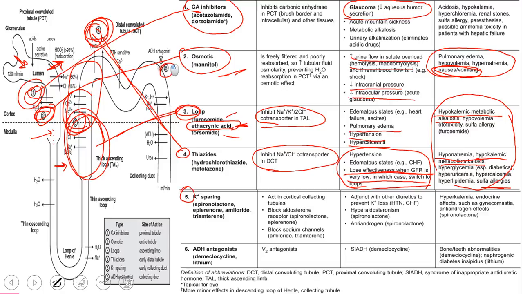Now for our potassium sparing. So now we're coming over here. I think we're in our, yeah, that's the region right there. So there it is. Potassium sparing, this is like spironolactone, eplerenone, amiloride. This acts in the cortical collecting tubules, blocks aldosterone receptors, spironolactone, eplerenone, block the sodium channels.